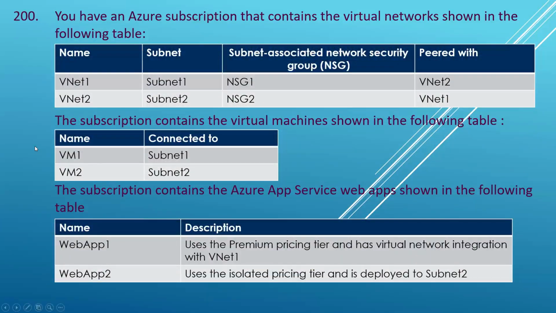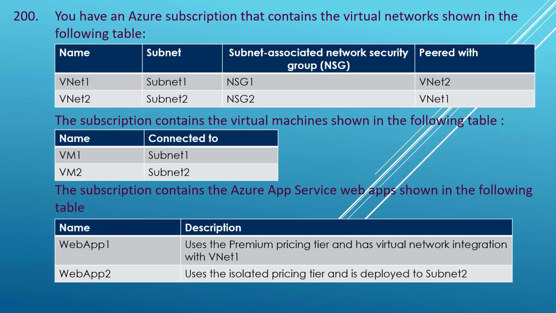So let's look at question number 200 of the series now. You have an Azure subscription that contains the virtual networks shown in the following table. You have two virtual networks with the name of VNet 1 and VNet 2. Both of them have a subnet named subnet 1 and subnet 2. Again, the associated network security groups are NSG1 and NSG2.